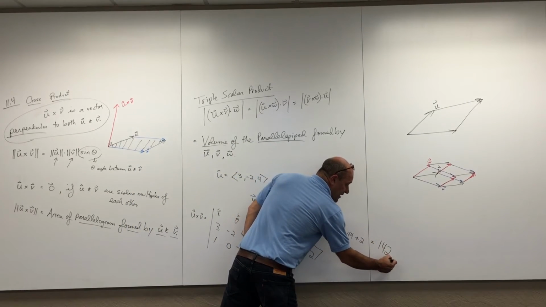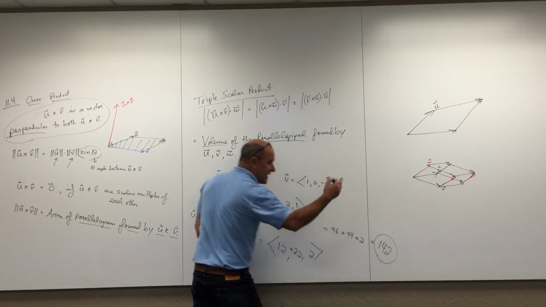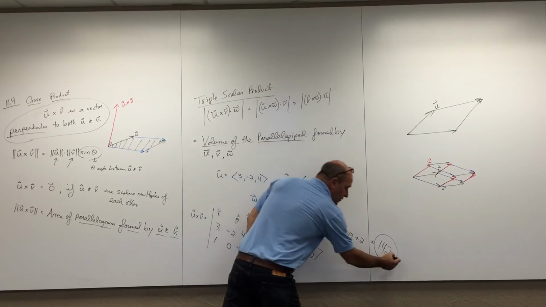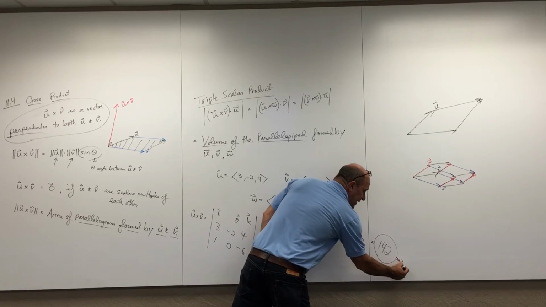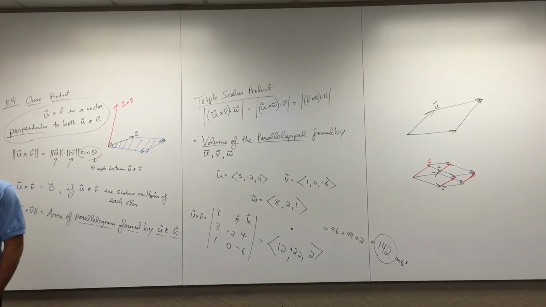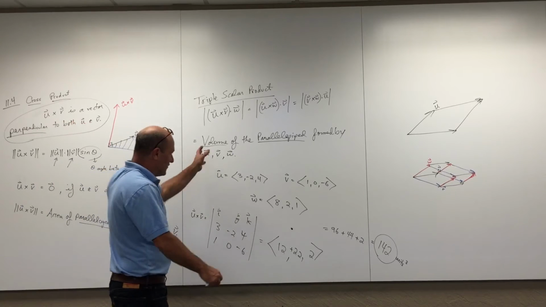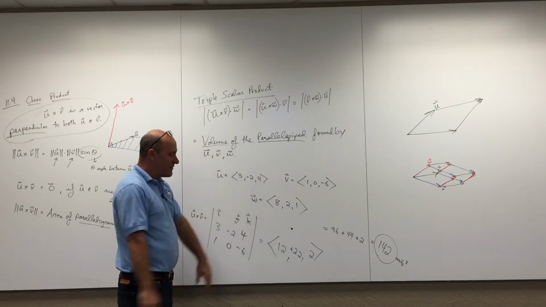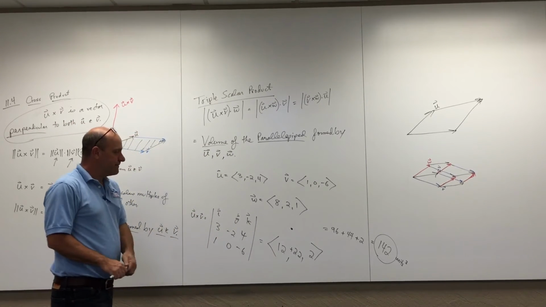We had no units on this, but it is the volume of the parallelepiped. It's 142, whatever the units are, cubed. Whatever. The volume's 142. We did a triple scalar product. If you did it in some other order, it would be the same. It would work. You should get 142.